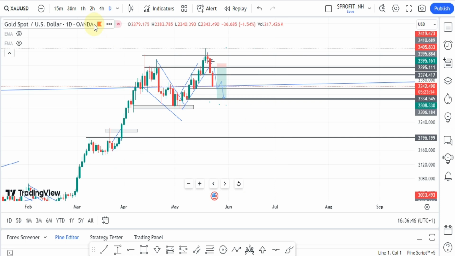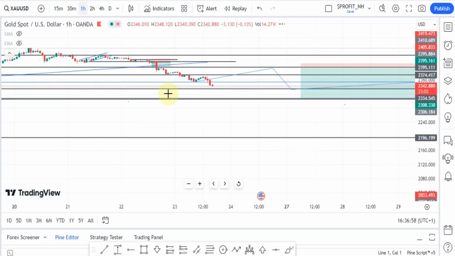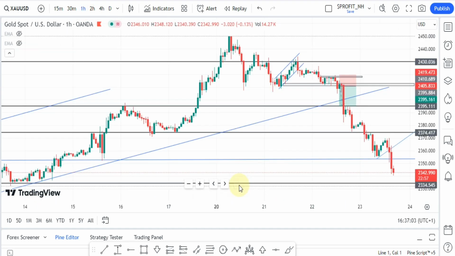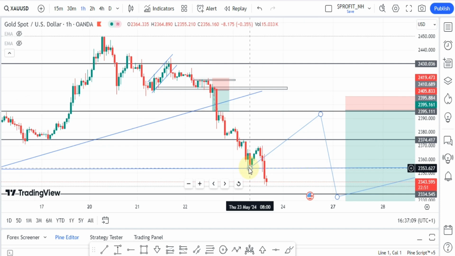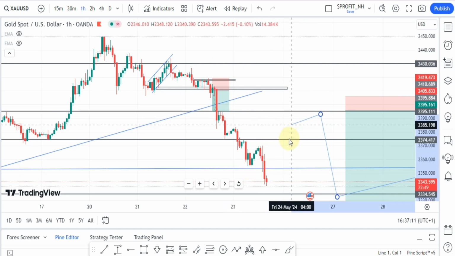For the gold market, I was expecting it to give me at least a correction before finding the best entry, because from the previous day we had already taken our sell entries and the market went straight to our take profit, giving us about 155 pips before pushing further to the downside and giving us about another 155 pips, making it about 300 pips.